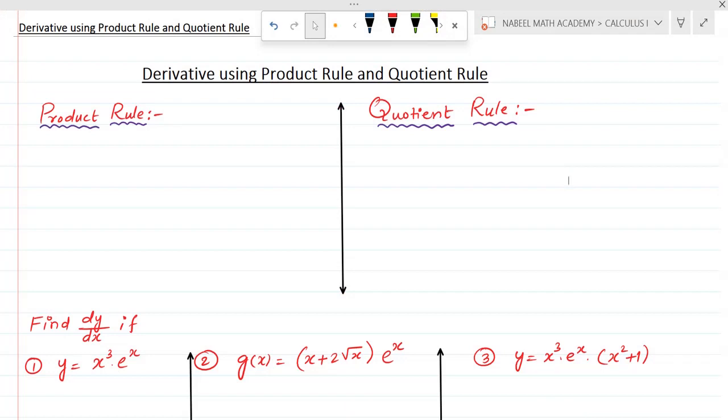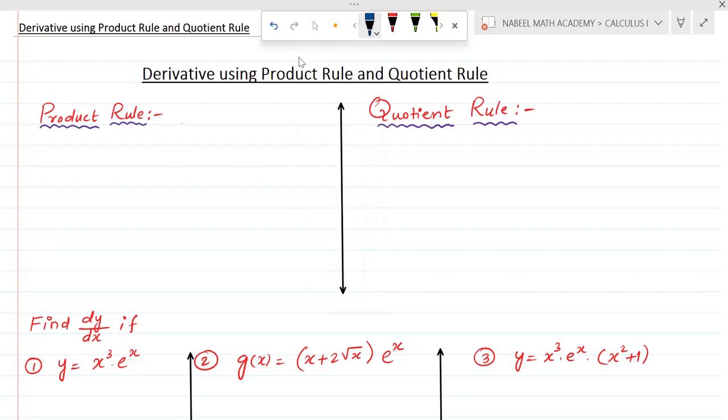In this video, we are going to study the derivative of the product rule and the quotient rule. When to use the product rule and when to use the quotient rule, we are going to study in this topic. The first one, we will go for the product rule.